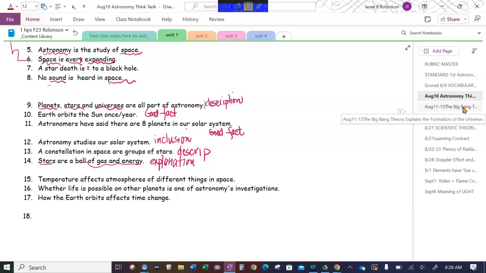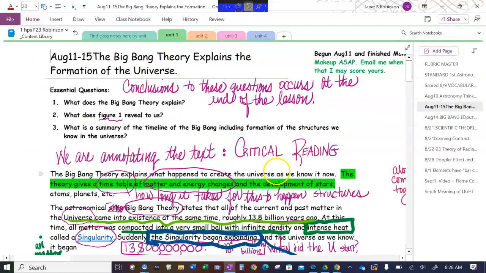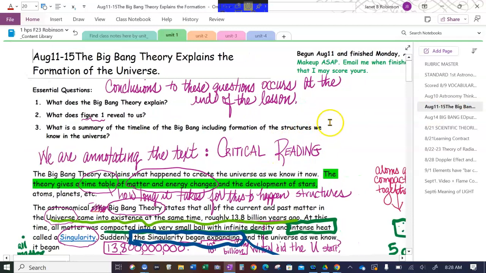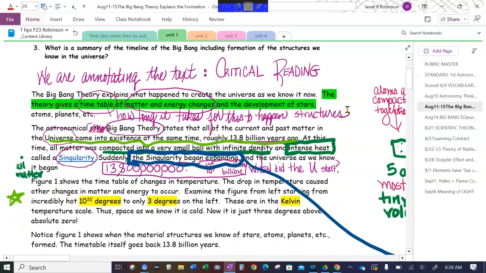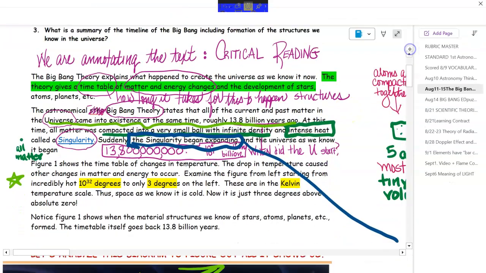One of the things that there is a general interest in is a black hole. So after the test we have on Monday, there will be a video on the black hole. Then August 11th through 15th, we were looking at the Big Bang Theory. So the key to this entire unit is the Big Bang Theory. What does it explain? What does Figure 1 reveal to us, and what is a summary of the timeline that includes the formation of the structures? So this was our introduction to critical reading, if you recall.